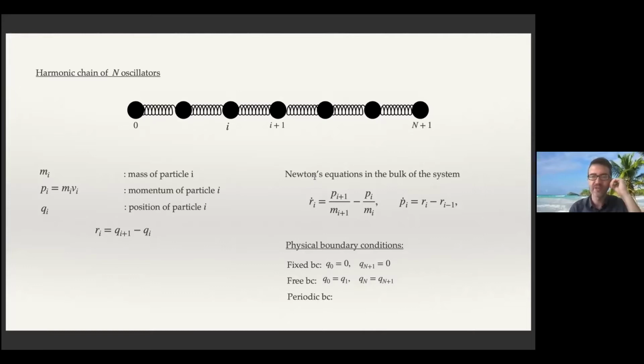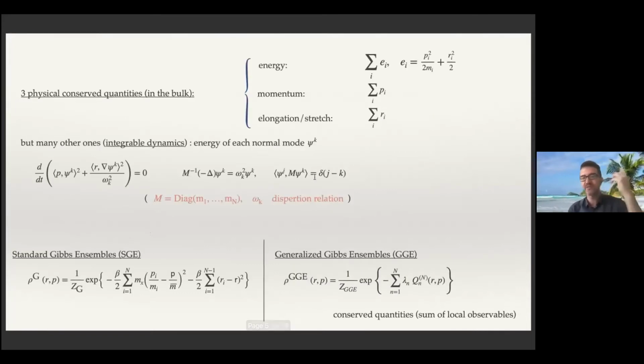Harmonic chains of oscillators. Of course, it is not a new model. It is a very old model, which has been studied for a very long time. This system has three physical conserved quantities, at least in the bulk. Because of the boundary conditions, they may not be exactly conserved, but in the bulk they are conserved. The first is the energy, the sum of the kinetic energy plus the interaction energy.